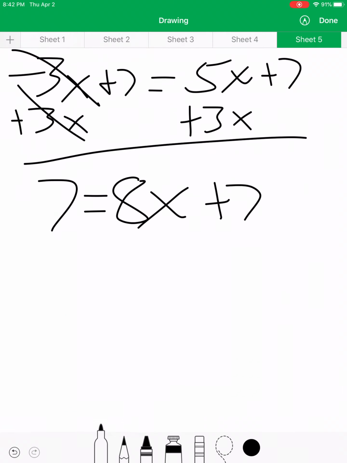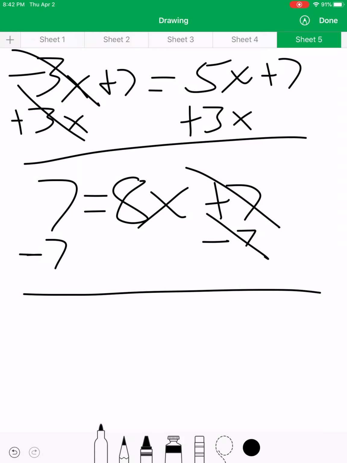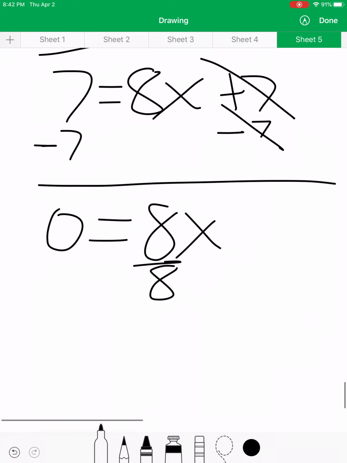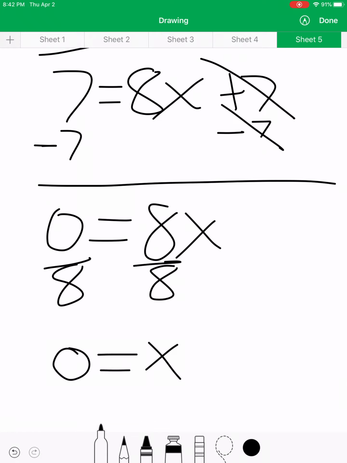All right, start on the side of the variable, move the number without the variable by doing the opposite operation. On the right side of the equation, we were adding 7, so to move it, we subtract 7. 7 minus 7 is 0. 0 equals 8x. Therefore, when I divide by 8, 0 divided by 8 is 0, so 0 equals x.